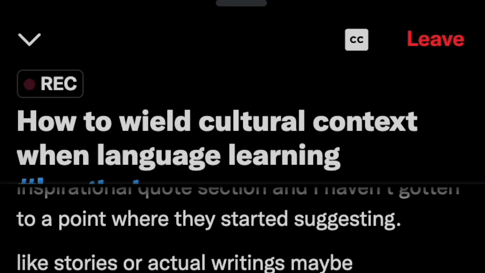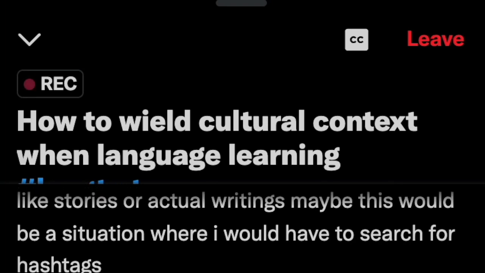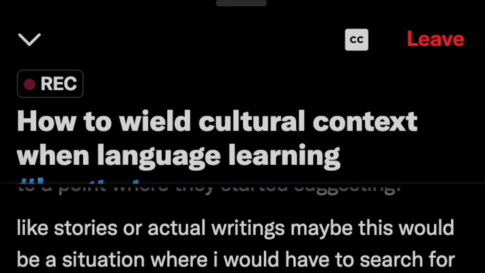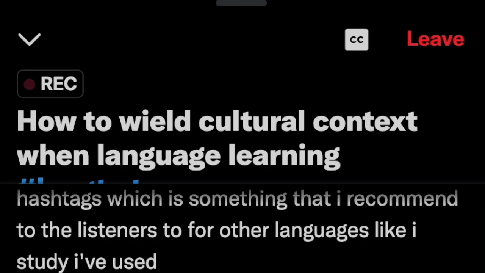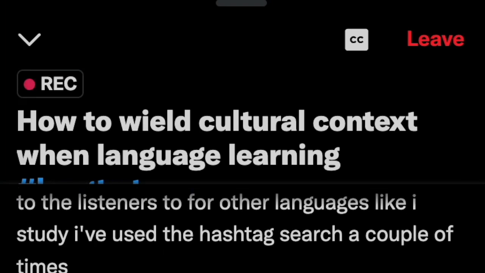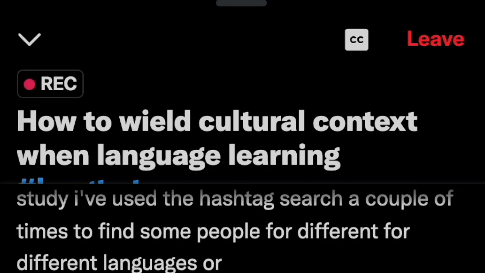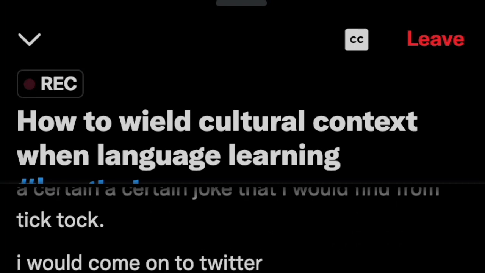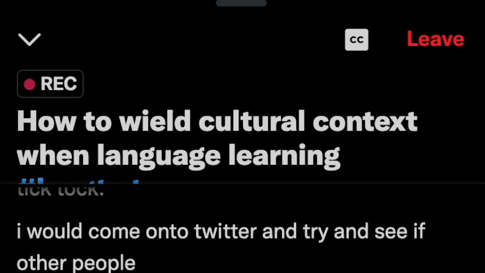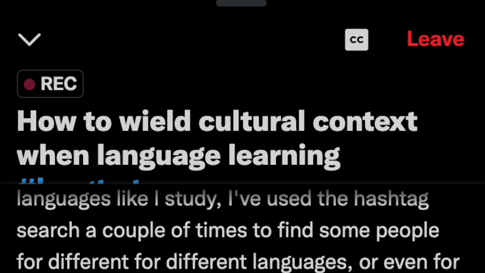Maybe this would be a situation where I would have to search for hashtags, which is something that I recommend to the listeners too for other languages. I've used the hashtag search a couple of times to find some people for different languages, or even for a certain joke that I would find from TikTok. I would come onto Twitter and see if other people had the hashtag. And so it's interesting.